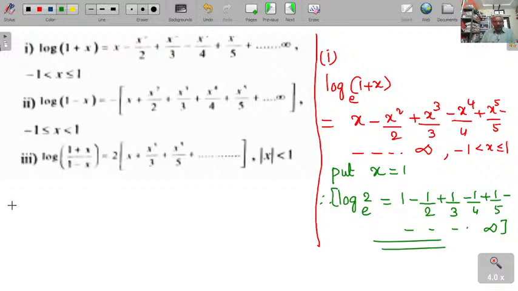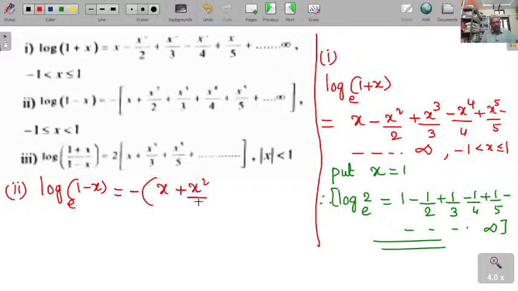Similarly, the second one we can remember is log of 1 minus x, to the base e. It will be very interesting. This is negative of x plus x square by 2 plus x cube by 3 plus x to the power of 4 by 4 and so on to infinity.